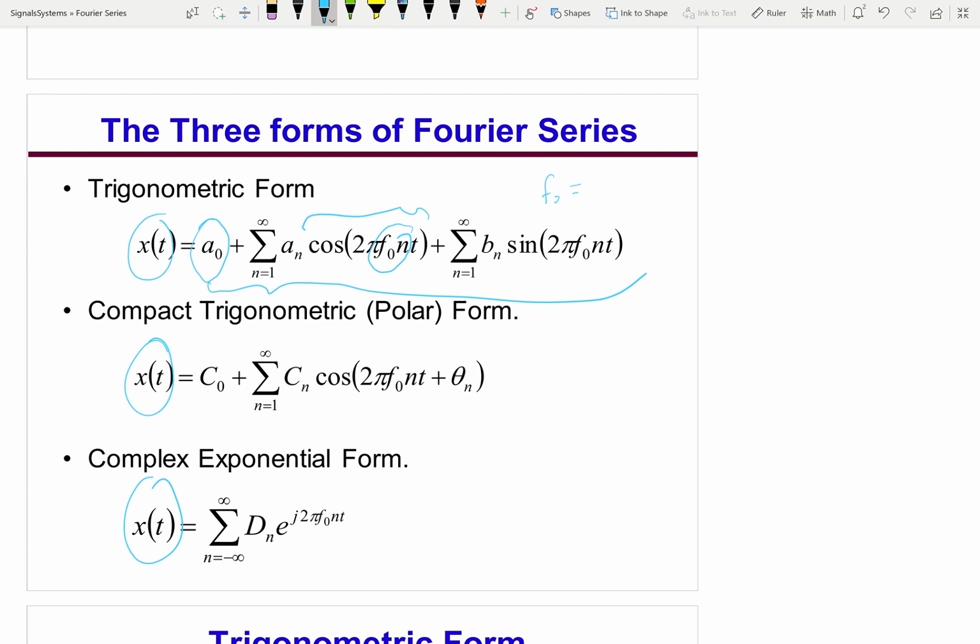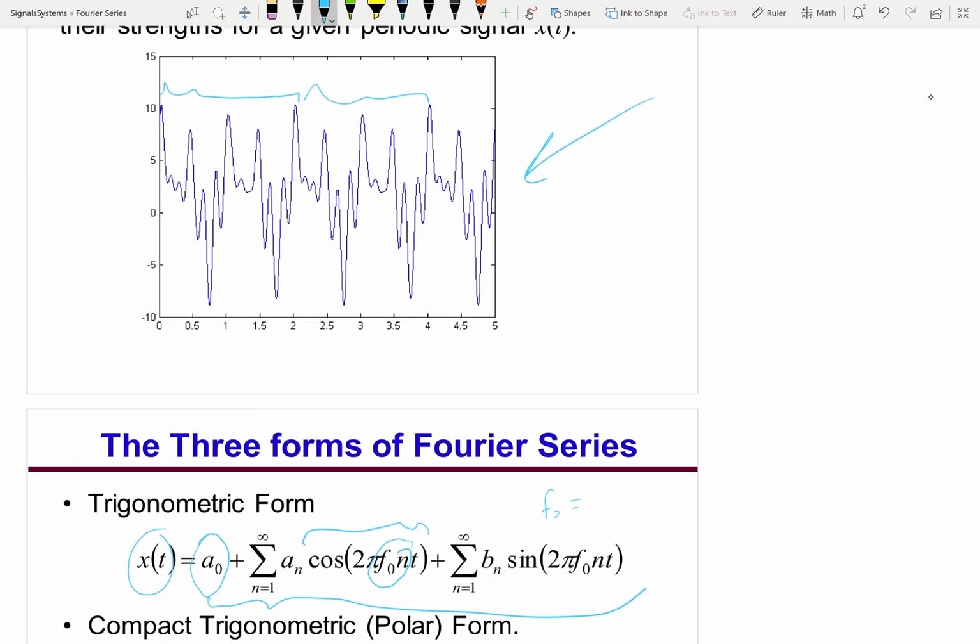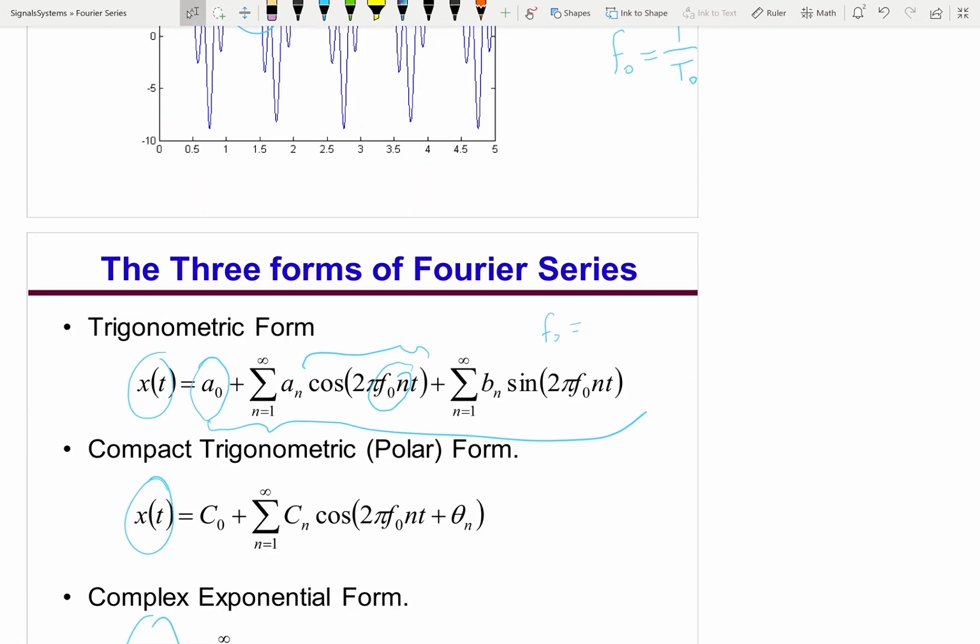Like if I go back to this signal, if this is the period T0, then the lowest frequency will be F0, 1 over T0. So that will be a sinusoidal, something like this. That's the lowest. Then you will have the second harmonic like this, and the third harmonic, and so forth. So F0 is the fundamental frequency. When n is 1, that's the fundamental. When n is 2, 2F0, that's the second harmonic. When n is 3, 3F0, the third harmonic, and so forth.